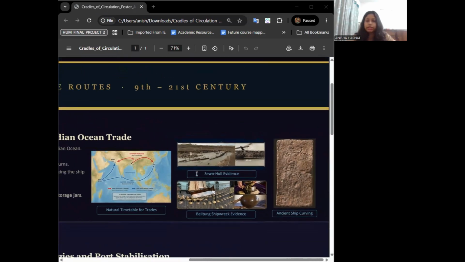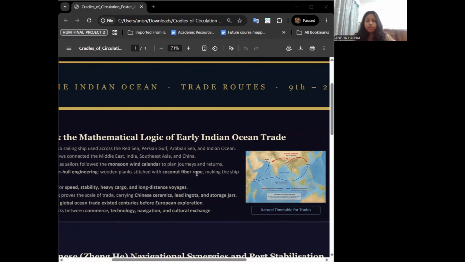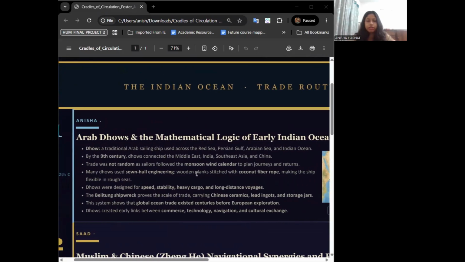But what exactly is a dhow? A dhow is a traditional Arab sailing ship used in the Red Sea, Persian Gulf, Arabian Sea, and Indian Ocean. So by the 9th century, around 800 CE, Arab dhows were already highly advanced ships connecting the Middle East, India, Southeast Asia, and China. Now let us look at how the dhow was built.